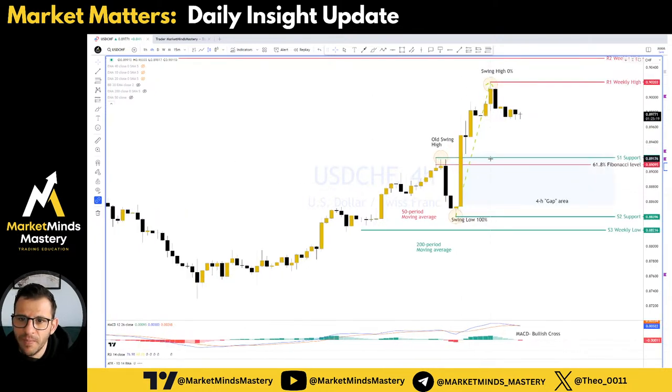USD Swiss, the price moved to the upside. That's a 4 hour time frame. It created this swing high and this higher high and higher low with the swings. And therefore we expect continuation if the US dollar dominates this market.